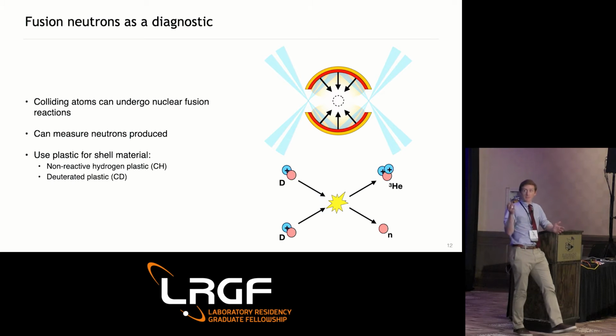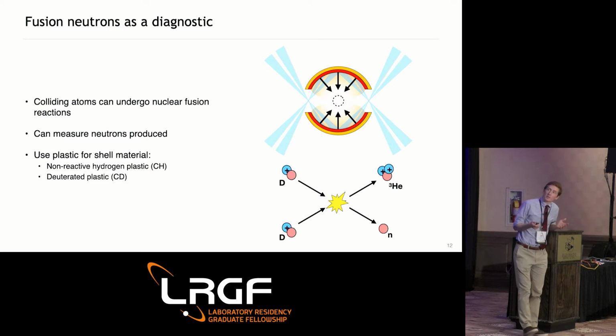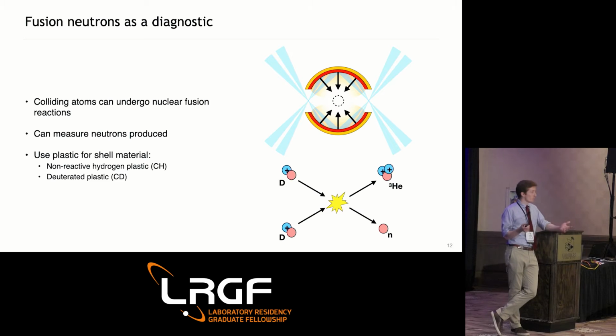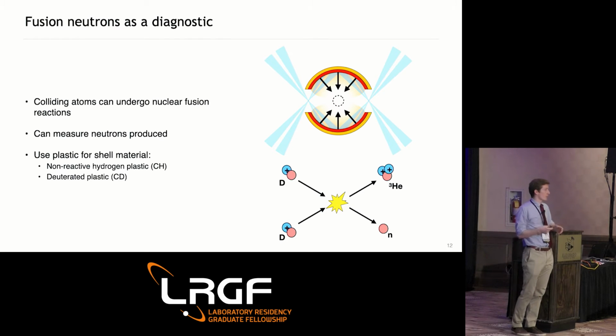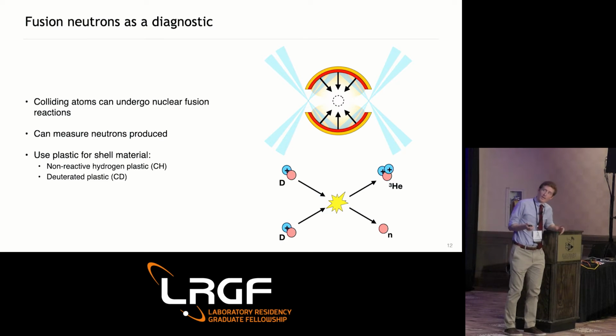Certain colliding atoms, specifically in this case deuterium, if they collide with each other, there's a chance that they will undergo a fusion reaction, producing a helium ion and a neutron. The neutrons are uncharged, so they'll basically escape the system without being perturbed significantly, and you can pick them up and measure them, and that'll give you information about what's going on in the system. And I'll talk a little bit more about how we use that when I describe the specific experiment.